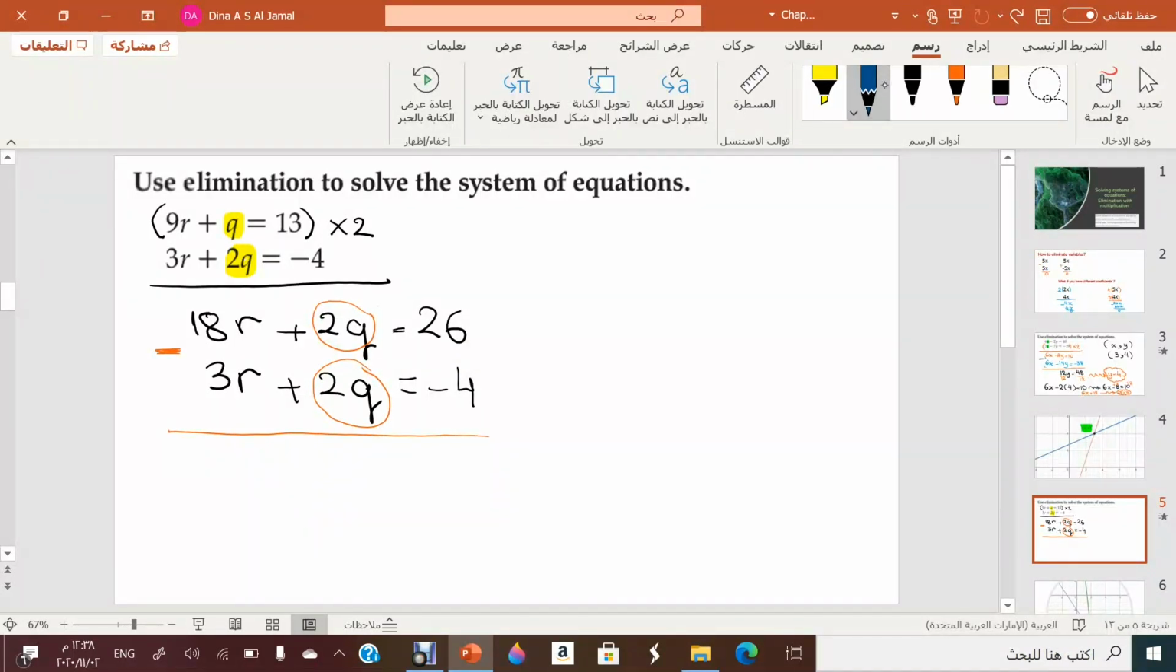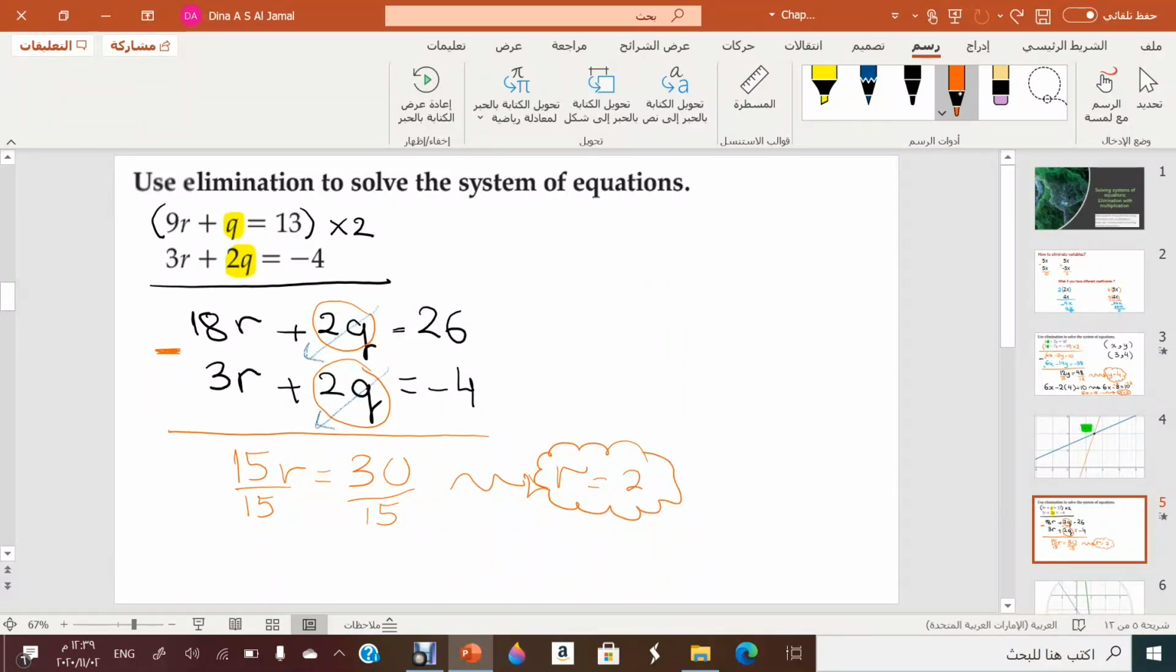So with this, you eliminated 2q. Now 18r minus 3r, it is 15r equal 26 minus 4. Pay attention, it will be shifted to plus. Now divide by 15 both sides, and your r will be 13 divided by 15, which is 2. So pay attention, your first variable will be r, your second variable will be q. With this, we are done with the first variable.